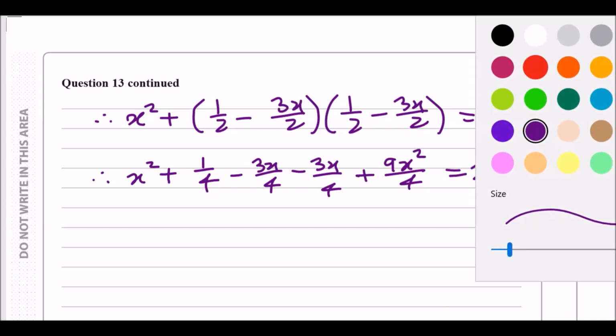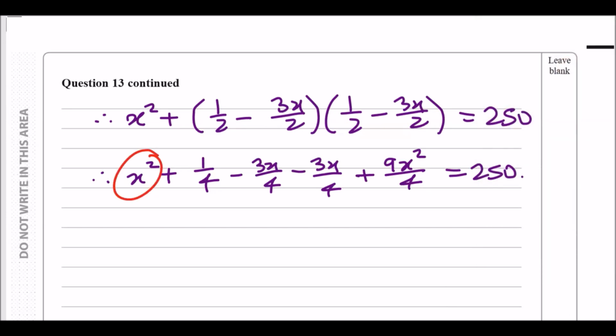Now all we have to do is collect the like terms. Let's start step by step. You've got x squared plus 9 over 4 x squared. I just combined it, so this is like 1x squared plus that. This gives you 3.25 x squared. I'm keeping it in decimal form. Now for the x terms, you've got minus 3x over 4, minus 3x over 4. In the calculator, this will give you minus 6 over 4, which is minus 1.5x. And lastly, you've got a quarter and you've got 250 on the side.